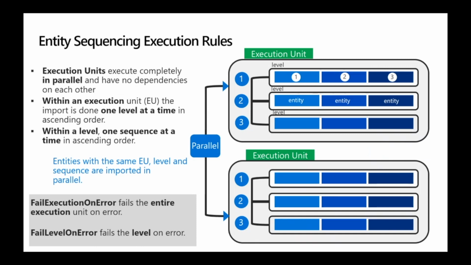If you're looking into sequencing, there are actually 3 levels. We have the execution unit, which is the highest level, and if data is in a different execution unit, there can be no dependencies. So execution units will always be executed in parallel. Within the execution unit, the next step is levels, and if we have level 1, level 2, level 3, it means that we first will do everything within level 1 before we start executing level 2. So the levels will really be executed in sequence.